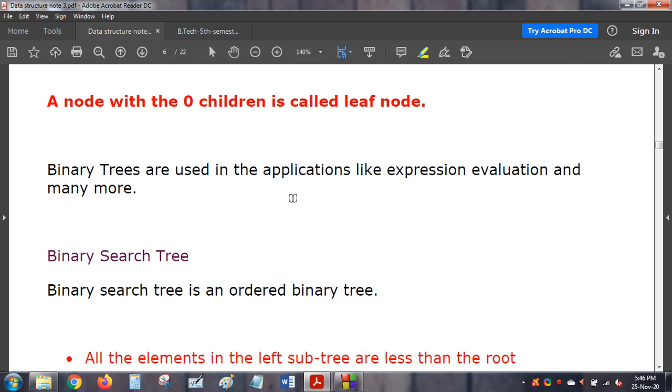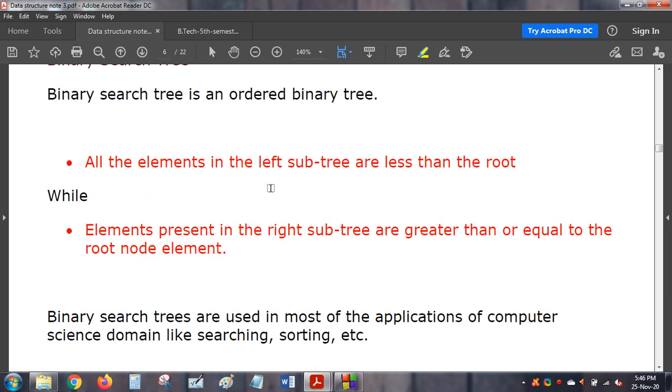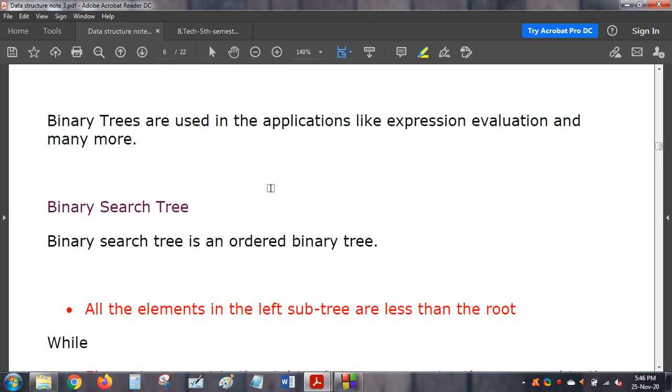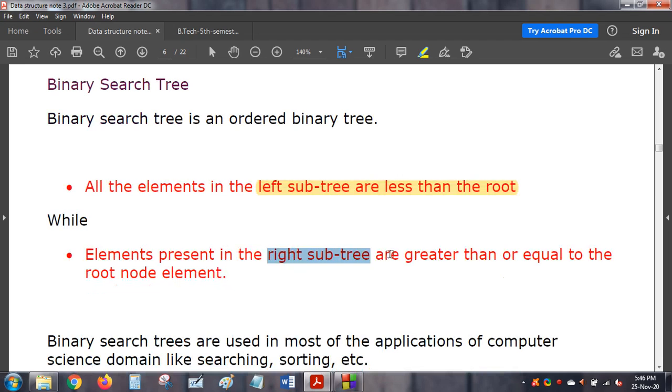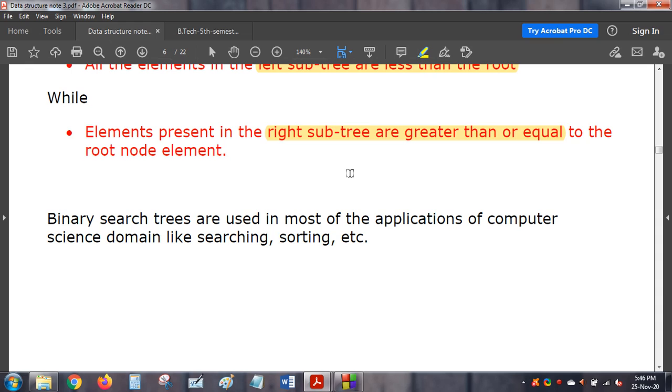So what is a binary search tree? The binary search tree is such kind of tree where the left subtrees are less than the root and the right subtrees are greater than or equal to the root. Now where is it used? Binary search trees are basically used for searching and sorting applications.